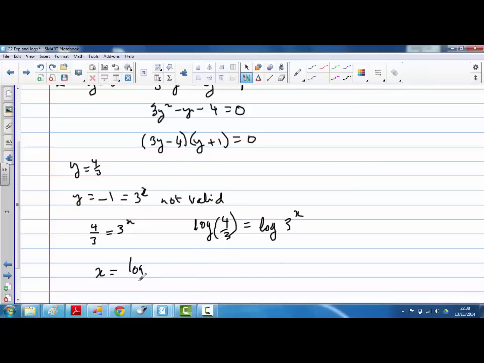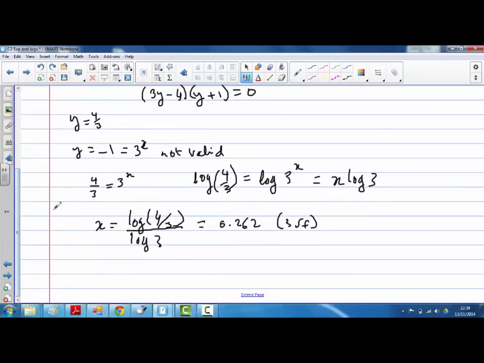x equals log of 4 over 3 divided by the log of 3. Sorry, maybe I should have written it out: log of 4 over 3 equals x log 3. So therefore you can divide both sides by log 3 and get x. If you put this in a calculator, you should get something like 0.262, 3 significant figures. Right, so there you have it. We've looked at a few examples of how the rules of logs can be applied.